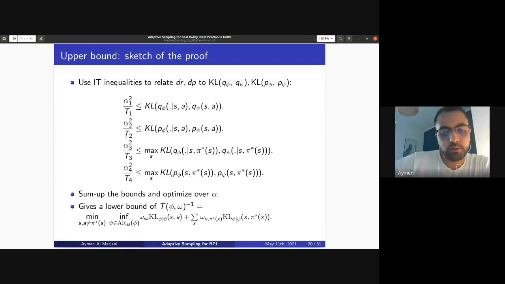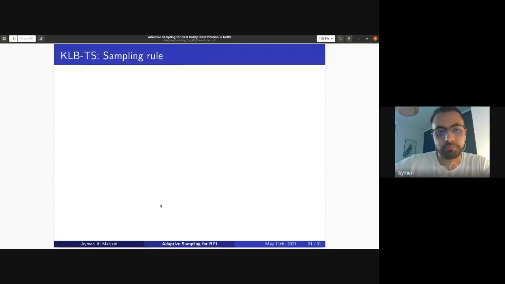Okay, so once you sum up these lower bounds, as I said, and optimize over alpha, you get a lower bound of the inverse of the characteristic time, which translates into the upper bound we presented in theorem 1. So now that we have a surrogate of the characteristic time, or an upper bound of the characteristic time, we can try to devise an algorithm. Sorry, yes?